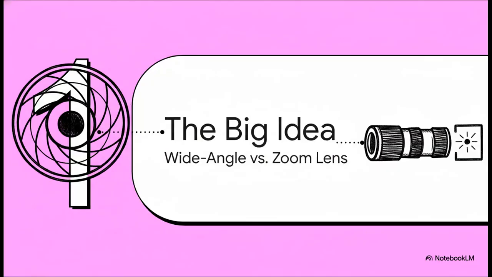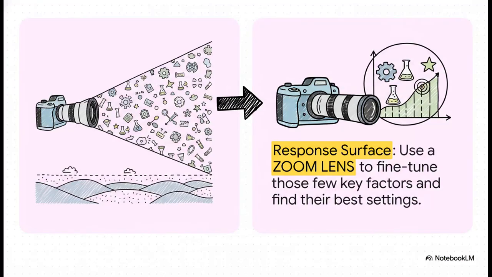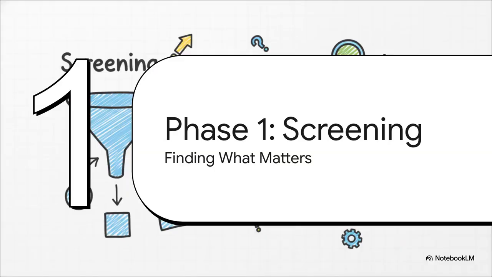All right, now for the big idea. The one thing that, if you remember nothing else from this, will make it all click. The absolute best way to think about the difference between these two designs is with a camera analogy, a wide-angle lens versus a zoom lens. Screening? That's your wide-angle lens. You use it right at the beginning when you've got a whole bunch of possible factors, and you need to figure out which are the heavy hitters, the few that actually matter. Once you've found them, you switch to your zoom lens. That's the response surface design. This is for fine-tuning those critical factors to find their absolute best settings. So you see, they're not competitors, they're partners. It's a 1-2 punch.